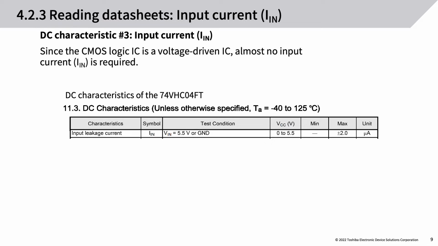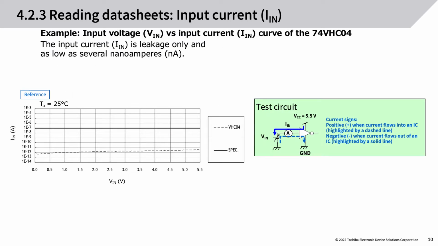Reading datasheets. Input current, IIN. DC characteristic 3. Input current, IIN. Since the CMOS logic IC is a voltage-driven IC, almost no input current, IIN, is required. The input current, IIN, is leakage only and as low as several nanoamperes.